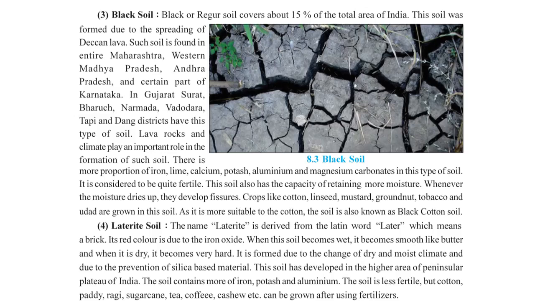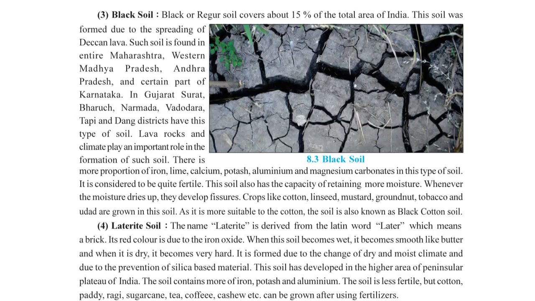Next comes laterite soil. The name laterite is derived from the Latin word later. Later means a brick. Its red color is due to the iron oxide particles present in it. When this soil becomes wet, it becomes smooth like butter, and when it dries, it becomes very hard. So these are the characteristics. When it is wet, it is smooth like butter. When it becomes dry, it is very hard.